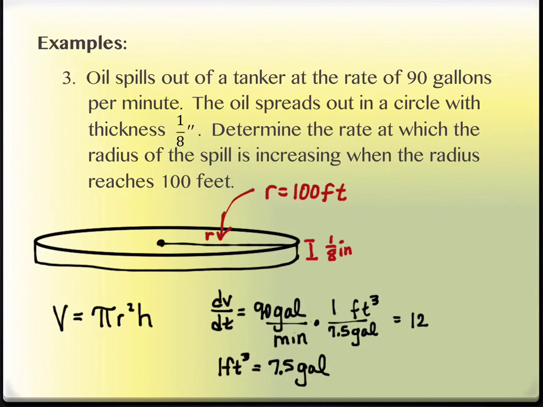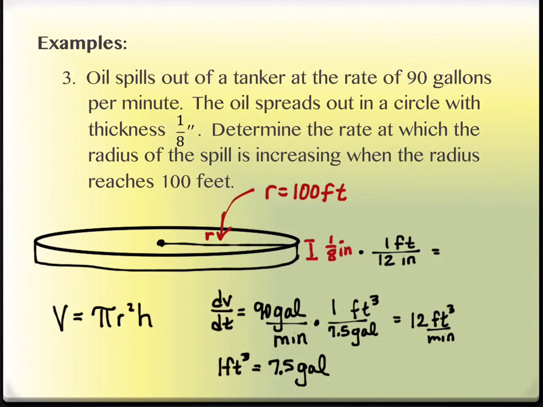12. Nice, a whole number 12? That's friendly, isn't it? Okay, 12 cubic feet per minute. And we need to turn this 1/8 of an inch into feet. So how are we going to do that? Right, it's 12 inches in 1 foot.